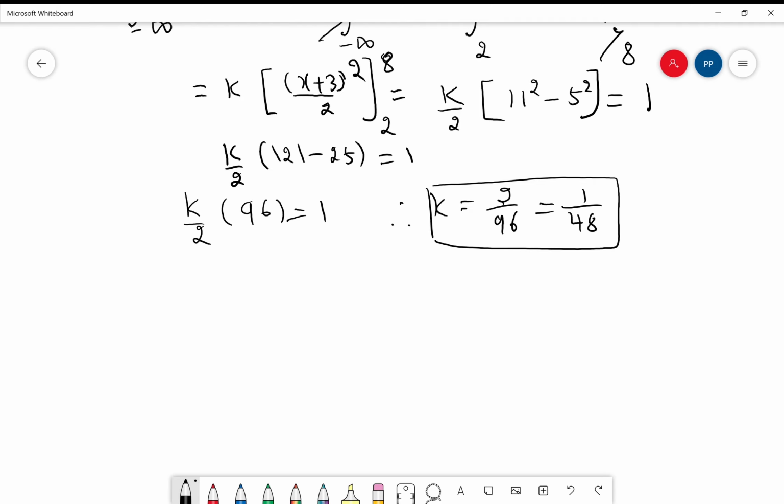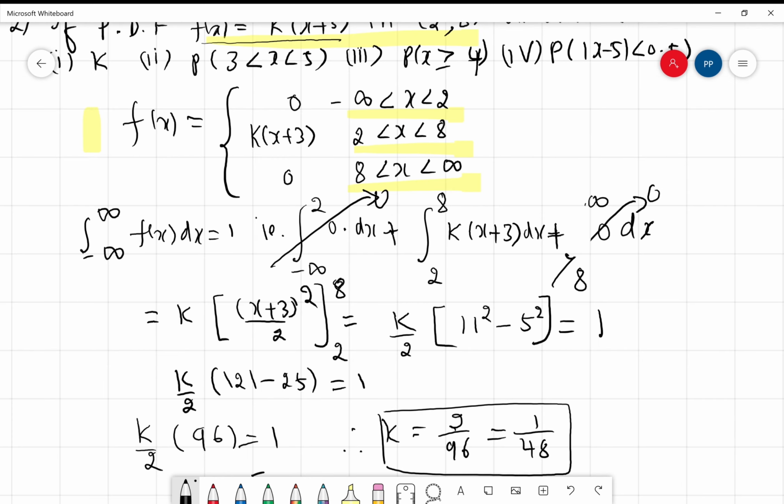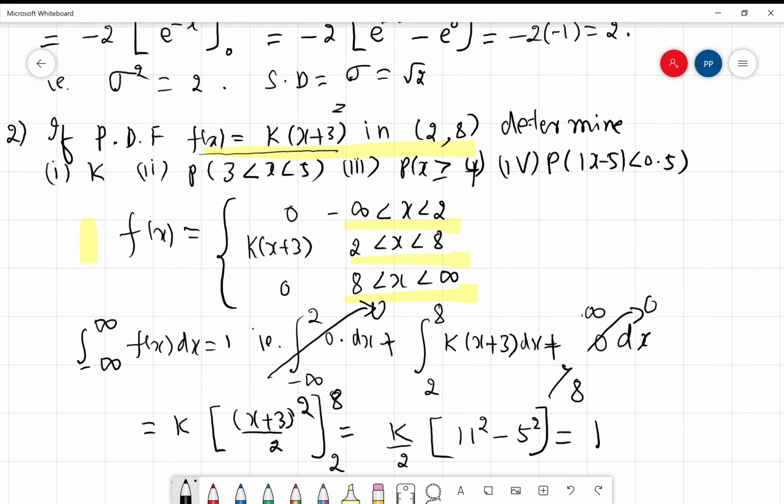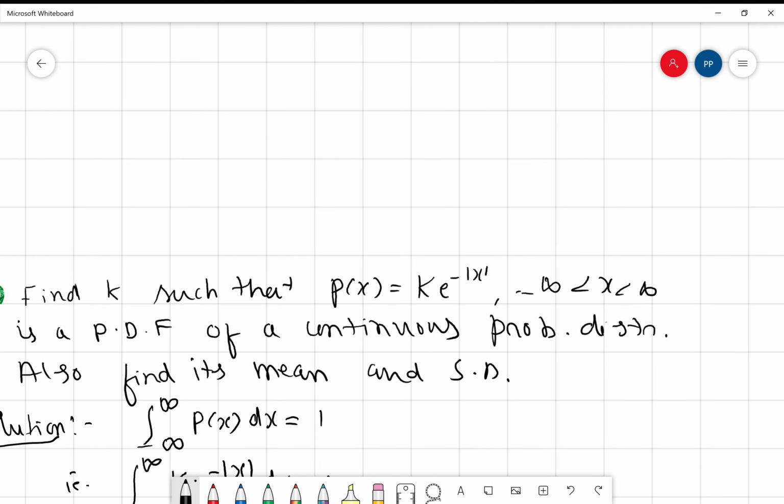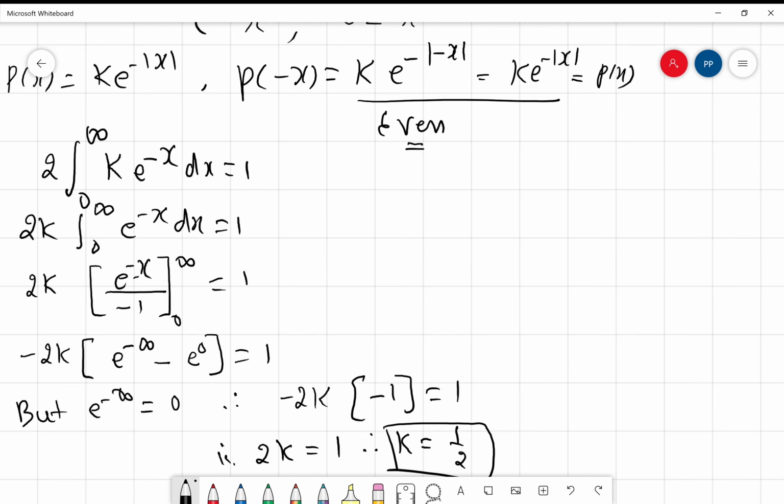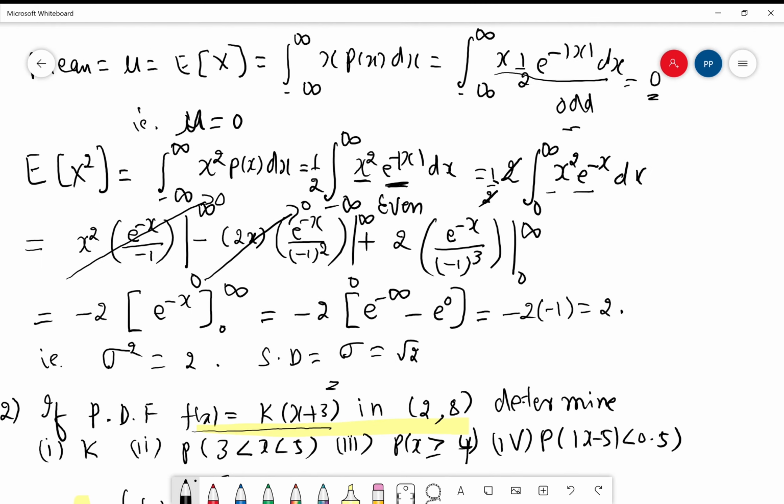Now, next we find the probability over an interval, P of 3 less than x less than 5, which equals the integral 3 to 5 of f of x dx. Now, what do I have to substitute for the function f of x? Do I have to split this integral? No, not to split, because go back to the function. 3 to 8 is a part of the given interval 2 to 8.